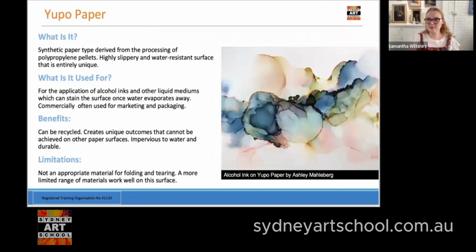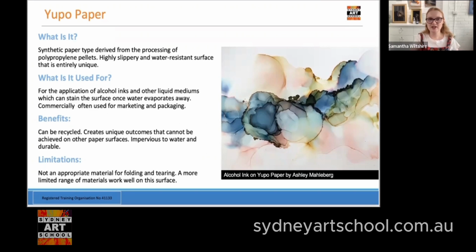Now, a fairly contemporary paper type that you will see offered as well is Yupo paper. Yupo paper is a synthetic paper type derived from the processing of polypropylene pellets. So this is a highly slippery and water-resistant surface that is entirely unique. So this is usually used for the application of materials like alcohol inks and other liquid mediums, which will be able to stain the surface, and then the excess water will be able to evaporate away.